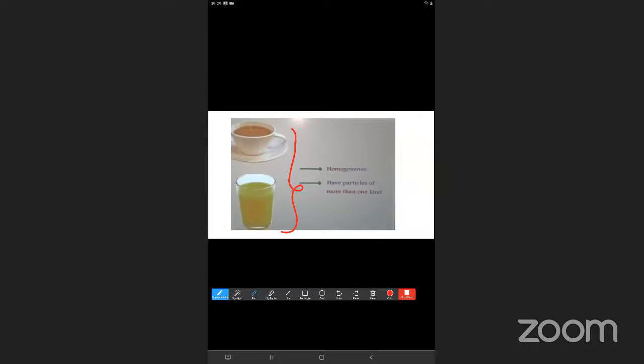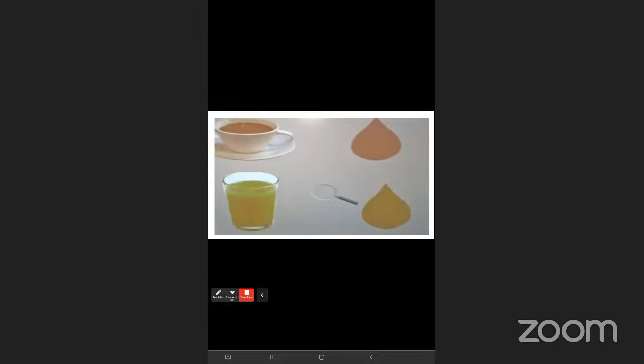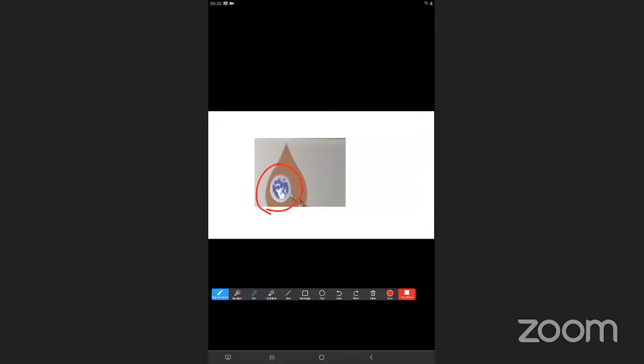So these two appear the same. Your tea has the same composition throughout. We cannot separate the sugar from this tea, we cannot separate the milk, the water, or the tea leaves. From the orange juice also we cannot separate the orange pulp, water or sugar. So that's why we can call this homogeneous, and here there are particles of more than one kind. In this, more than one kind of particles will be present. The ratio is not fixed. When we observe 1 drop of tea or 1 drop of orange juice, you can see the ratio is not fixed.